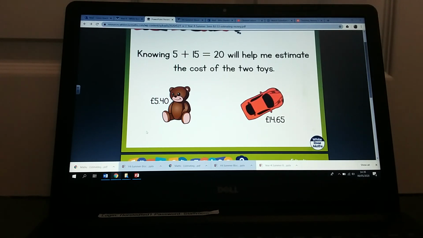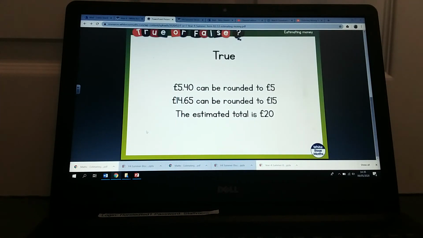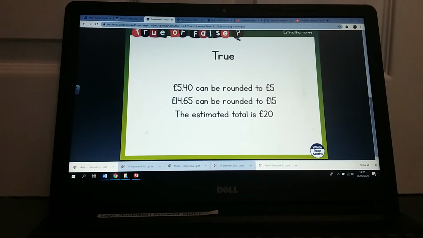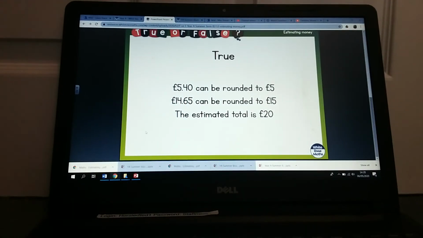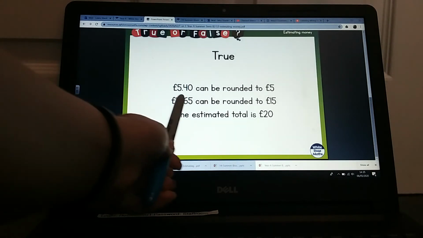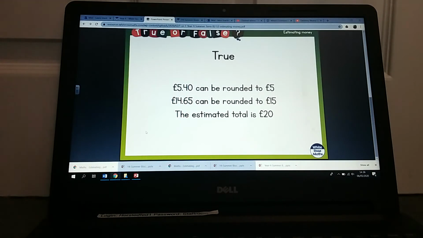Okay, if you guessed that it was true, well hopefully not guessed but worked out that it is true, you are correct. Because if we round £5.40, it would be rounded to £5 because the value of our tenths column is a 4, so we're rounding down. And £14.65 would be rounded up to £15 because the value of my tenths column is a 6. So altogether, the estimated total is £20 because £5 add £15 is 20. So well done if you got that one right.